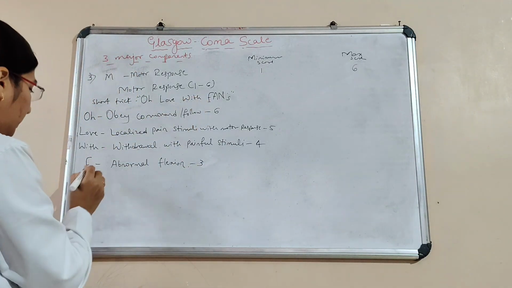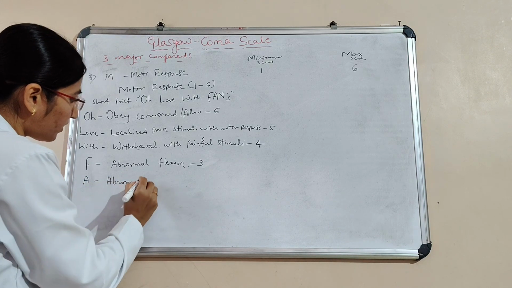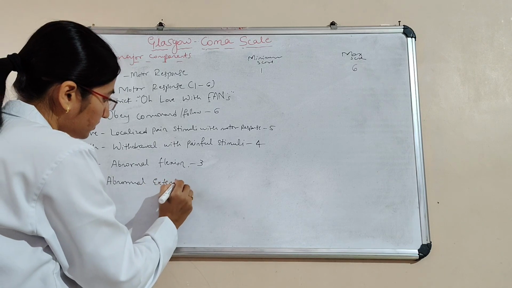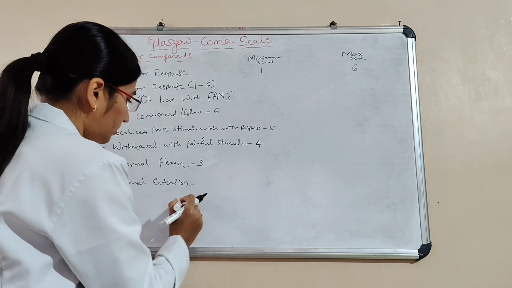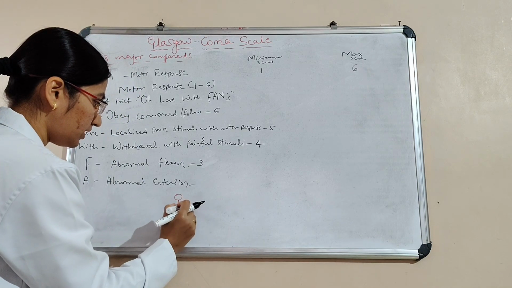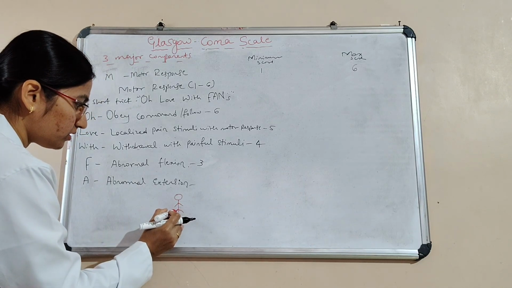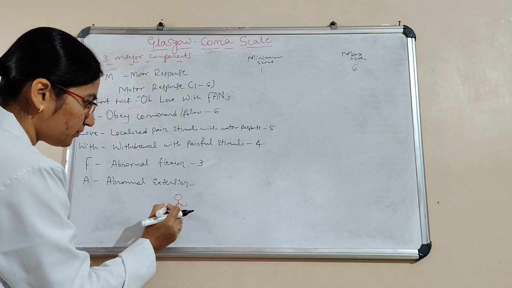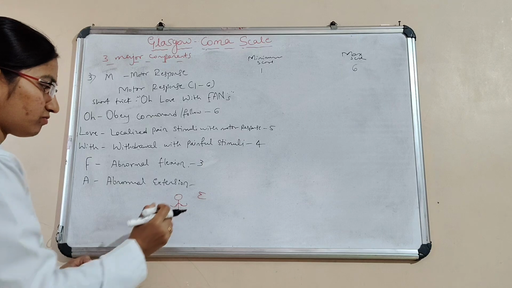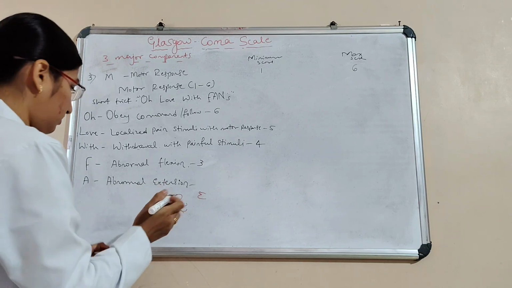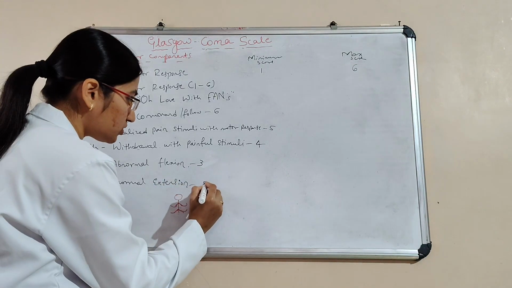Okay, and then A stands for abnormal extension. Abnormal extension means, already I have shown this here. A normal person is like this. Here outward direction like this. We can observe abnormal extension in E shape like this. This is abnormal extension. Here posture problem. We can give the score 2.